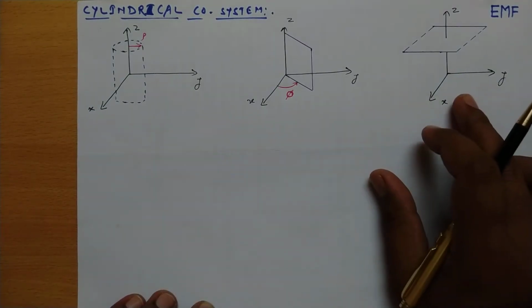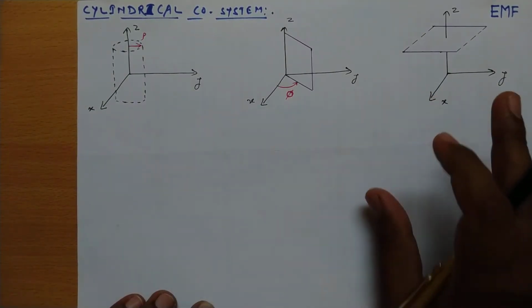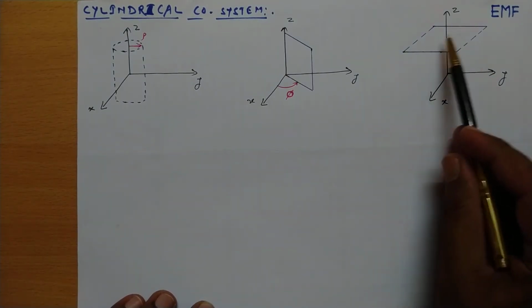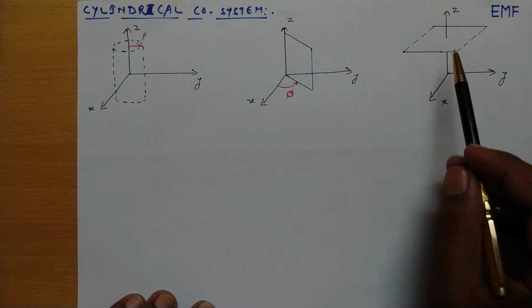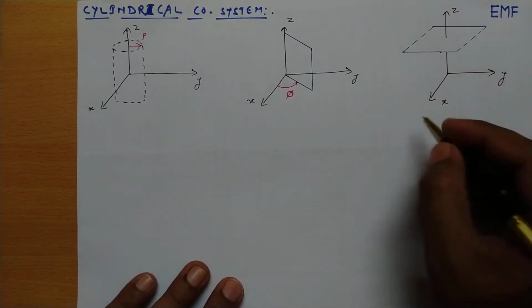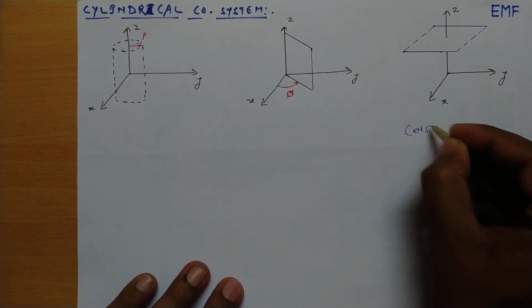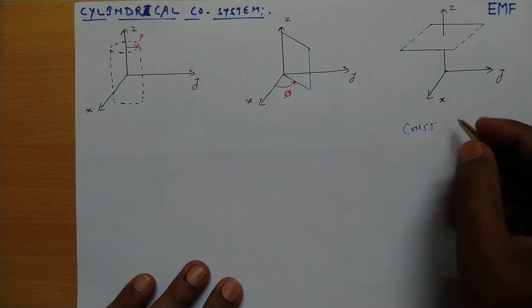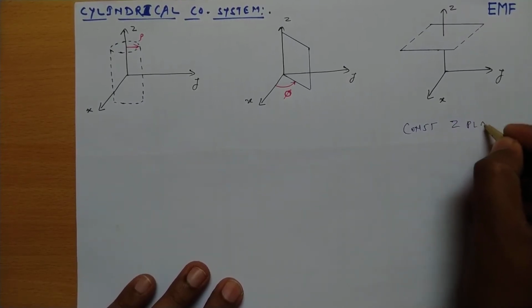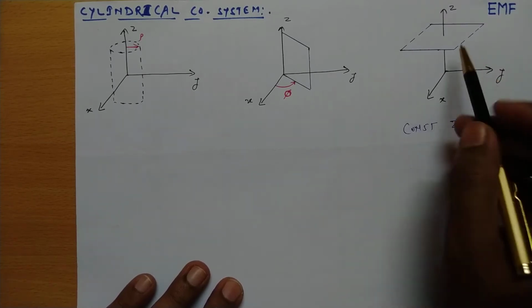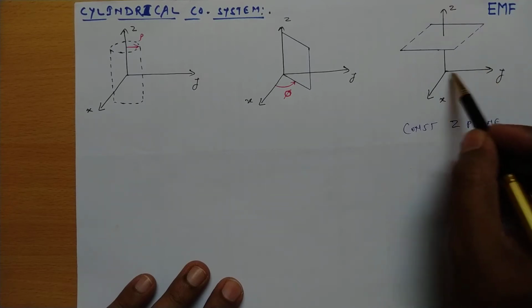First, as you can see here, I have drawn three figures. The first thing we require is a constant z plane. This is a constant z plane, which is parallel to the xy plane.